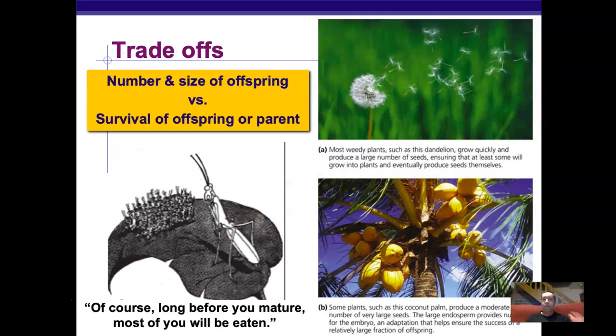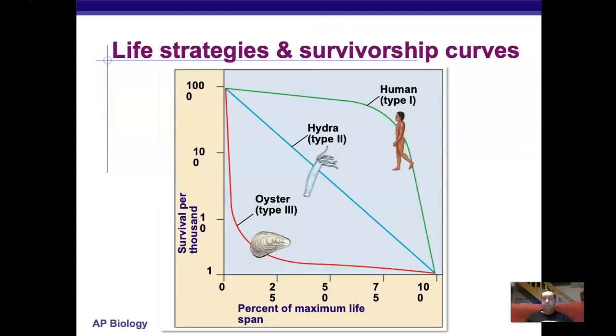So what are the trade-offs? Again, you have a limited amount of energy, so the number and size of the offspring versus survival of the offspring or the parent. Those are the trade-offs. So R selected, lots of weeds. K selected, like the coconut here. And again, just to remind you, here's our survivorship curves. K selected type 1, R selected type 3 typically.